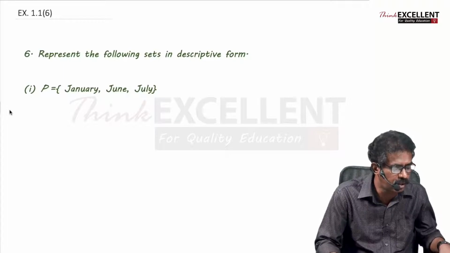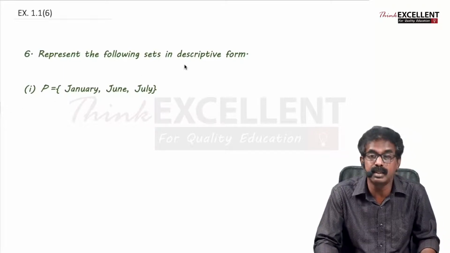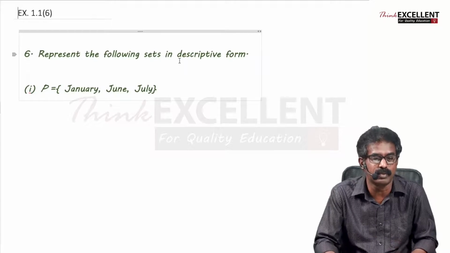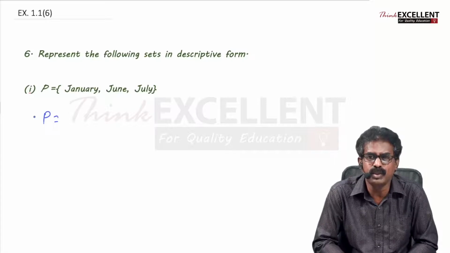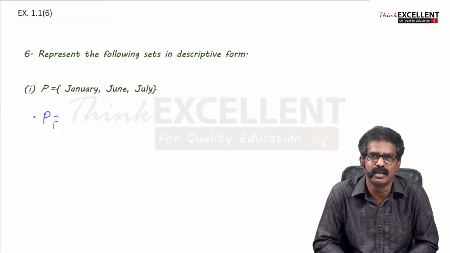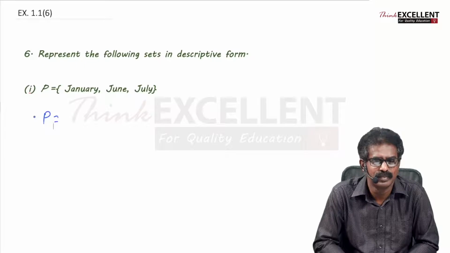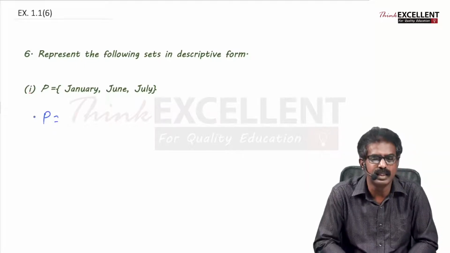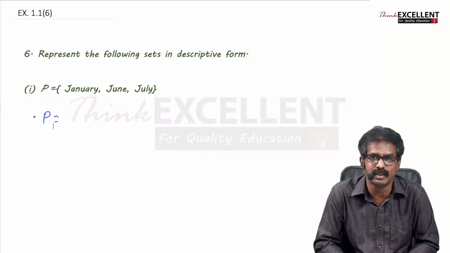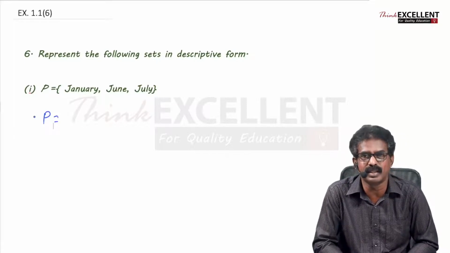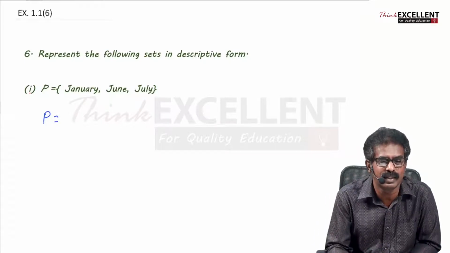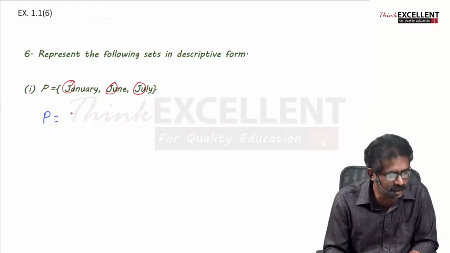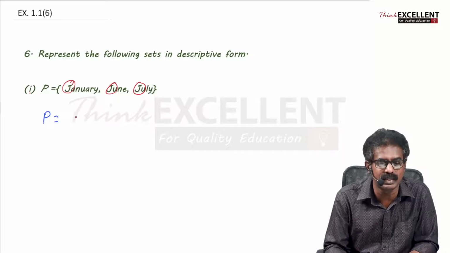Represent the following sets in descriptive form. Now they asked to write in what? Descriptive form. It is given in roster form, right? So P equal to January, June, July. How can you write it in descriptive form? Set of English months, not all the English months. If they said January, February, etc. up to December, okay, it would be the set of English months. So what's the specialty here? See the first letters. All J, J, J, right? So what can you write here? Set of English months starting with J.